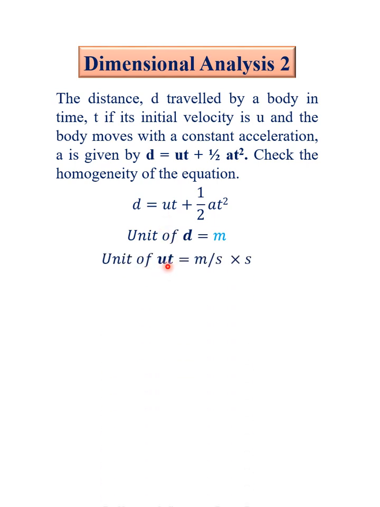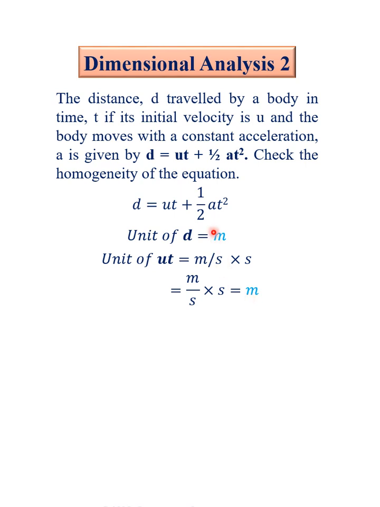Let's check the term ut. The unit of ut is meter per second, for the unit of u, which we are told is velocity, times seconds, the unit of time t. So we have meters per second multiplying seconds. We can rewrite this in this form, meter all over second, times seconds. These seconds cancel and we are left with m. So the unit of ut is m, which is meters.